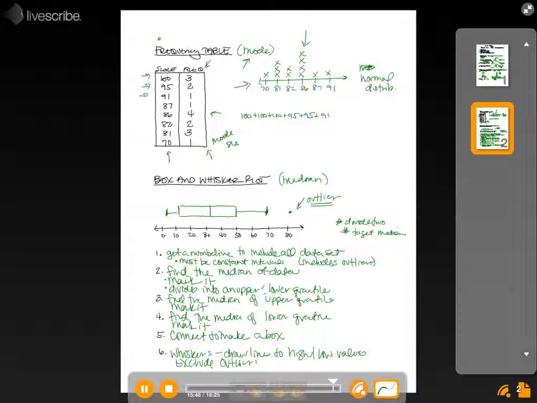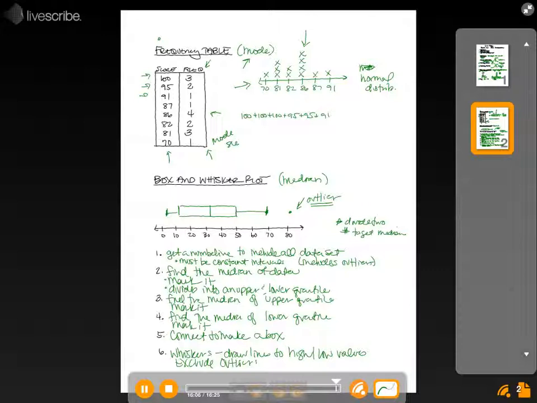Alright, those are your notes for section 12.7 on data representations. Make sure that you know all four of them. There are other ways to represent data too. There's a pie chart, several different ways. You could have a line graph, a double bar graph, things like that. But these are the four we want to focus on.